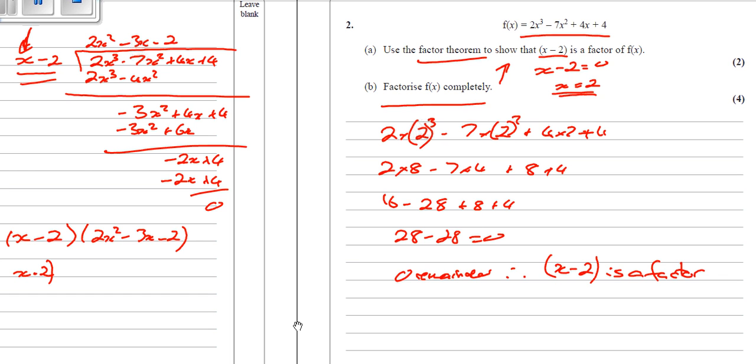x minus 2 in brackets, and then we need to factorise that. So that's going to be a 2 there and a 1 there. So we want to make that minus 4x, and then we need to plus an x, and that's it.